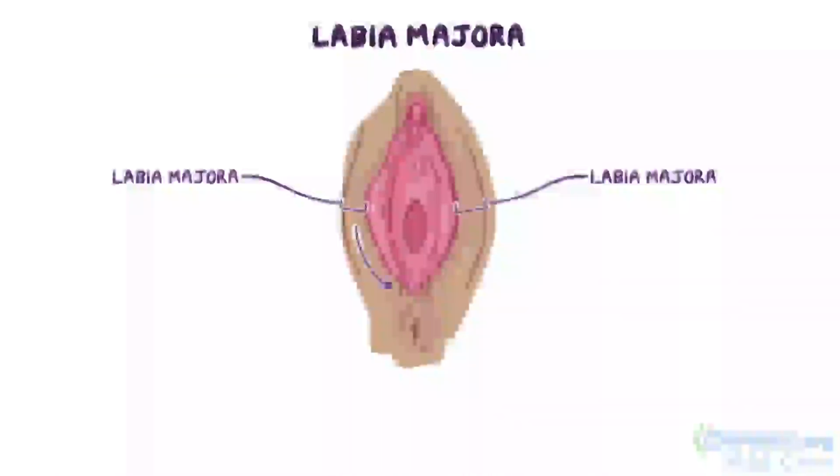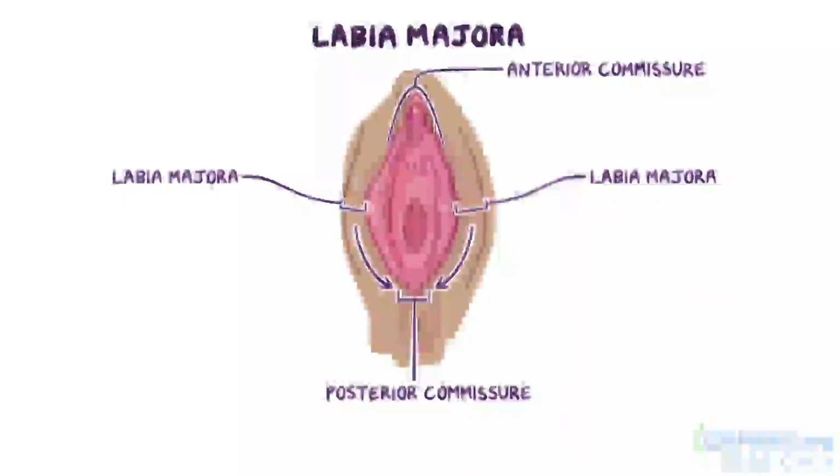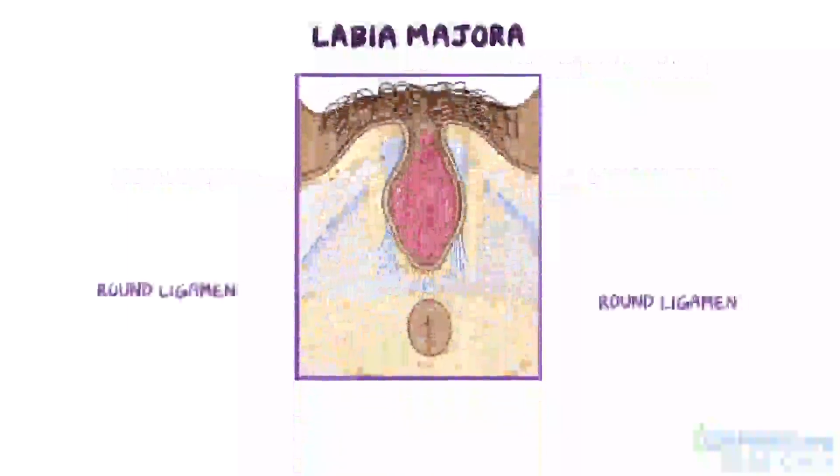Now, from the mons pubis, two folds of skin called the labia majora arise and extend posteriorly towards the anus. These labia meet anteriorly to form the anterior commissure and posteriorly to form the posterior commissure. Also, the labia majora is the termination point of the round ligament of the uterus, which is the embryonic remnant of the gubernaculum in females.